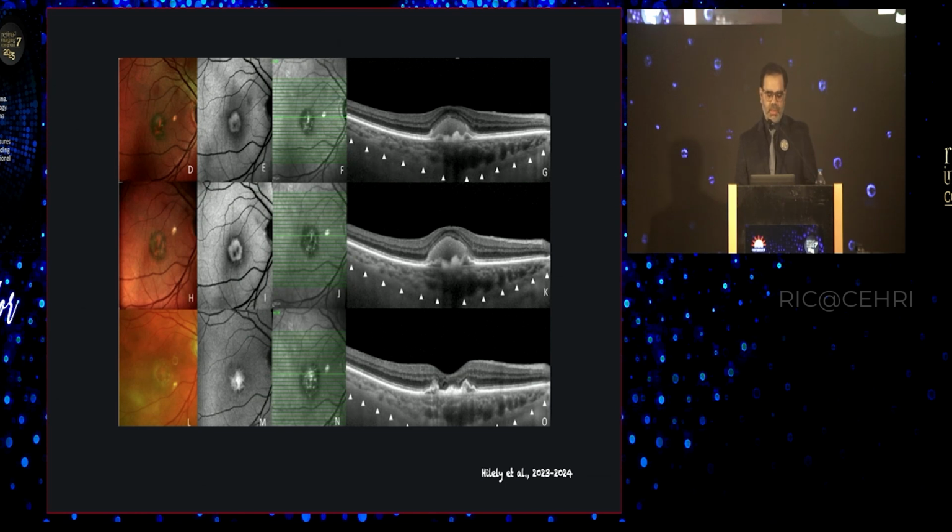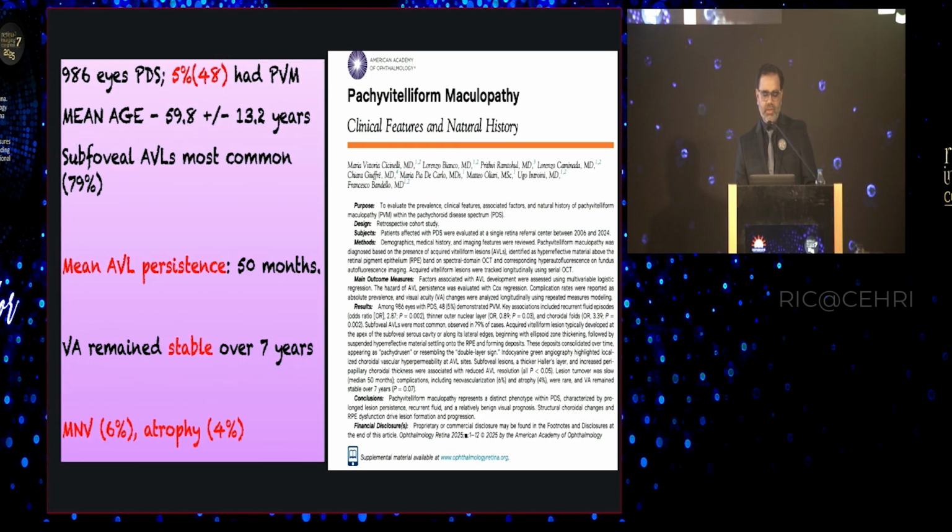So this is a classical photo taken from the paper itself. We can see these hyperreflective subretinal lesions, which correspond to the FAF, which shows hyperfluorescence. And slowly over a period of 6 years, you can see that the subretinal hyperreflective material regresses, and that leads to atrophy of the outer retina along with the RPE.